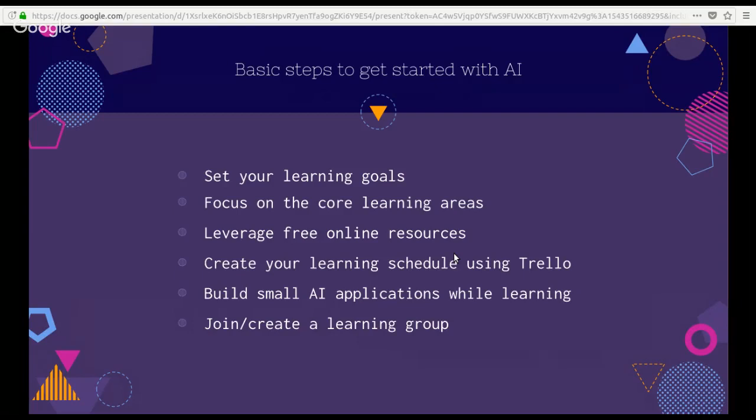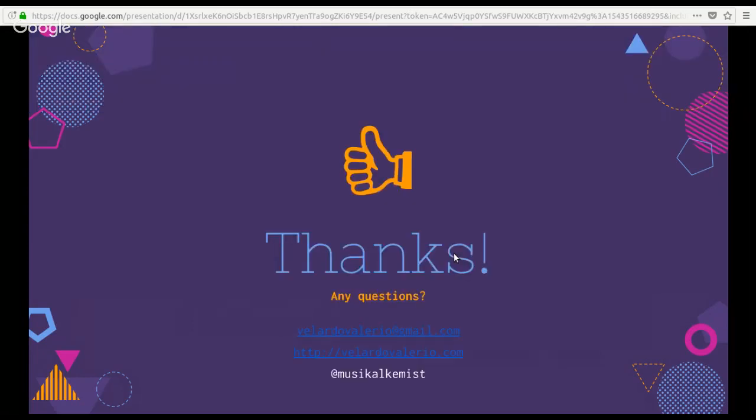And then obviously build more AI applications while learning. So just get your hands dirty. This is going to help you so much to put into practice all the abstract stuff that you've learned from the internet and from other resources. And finally, join or create a learning group. This is going to really speed up your learning process. So this is very important. Be sure that you go through all of these points, and now you have a better way of looking at AI and how you can actually learn it.